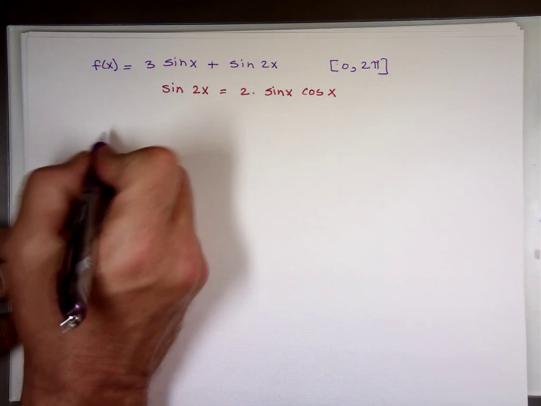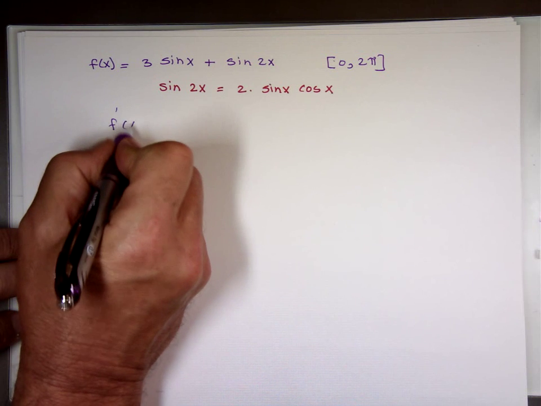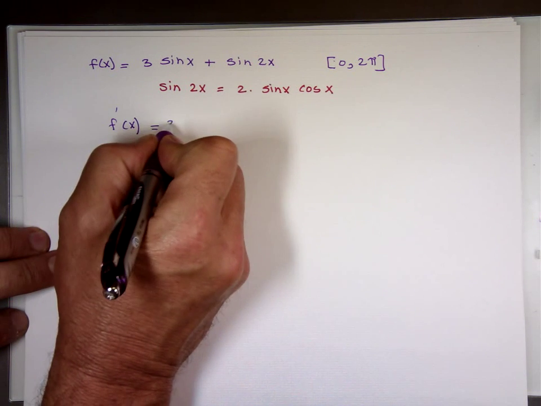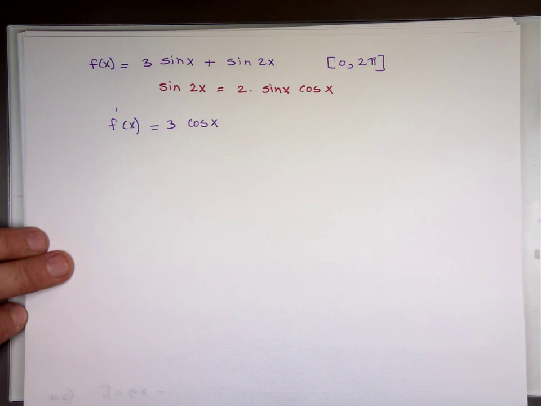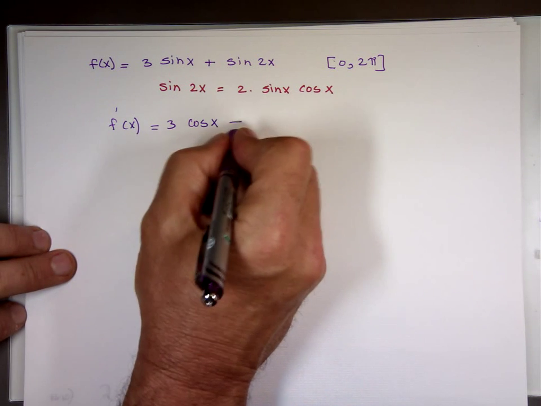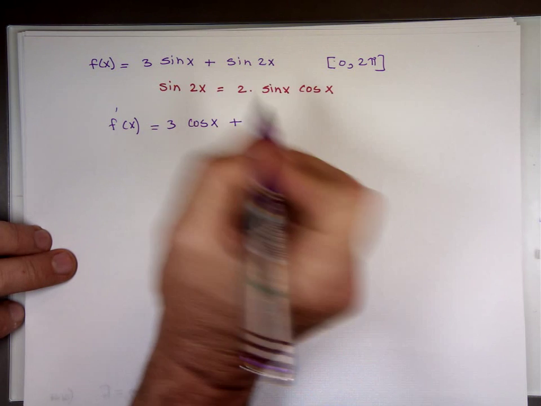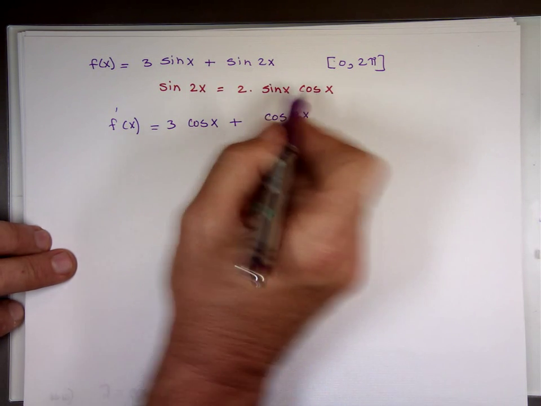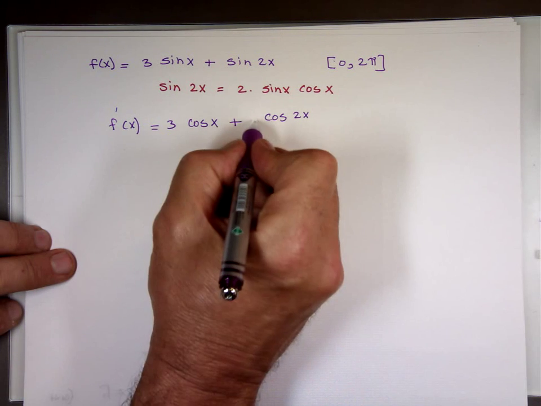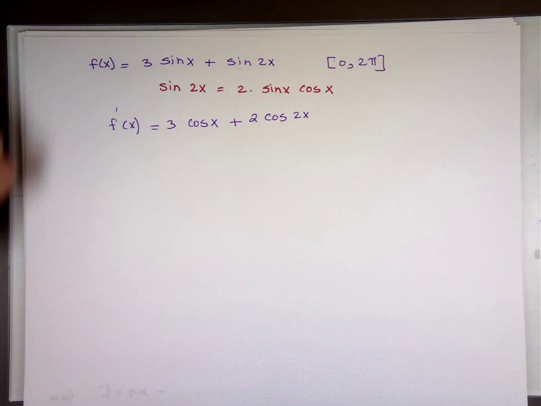Let me take the first derivative. Derivative of sine is what? Cosine x. There's the plus. What's the derivative of sine 2x? Cosine 2x times the derivative of 2x, which is what? 2. This is my first derivative.